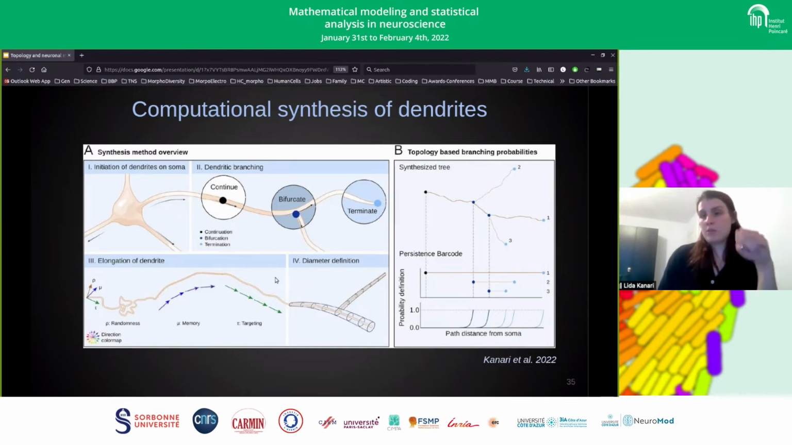We start from the soma, and we start growing something like a random walk. So some type of directed random walk. And at each point, we have a probability to continue, to bifurcate, or to terminate. And if we couple these probabilities to bifurcate and to terminate to the barcodes, we can recreate trees that have the same topology.